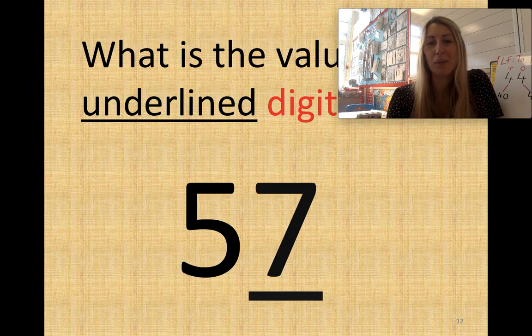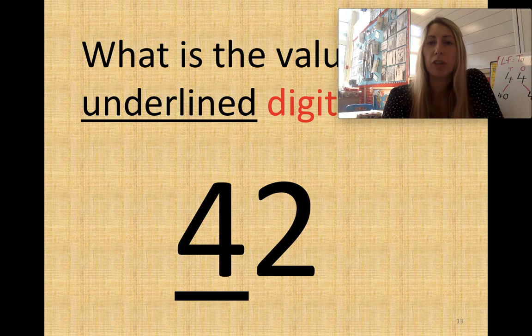Let's try with another one. So we've got a double digit number of 42. So the underlined digit, is it the 4 or the 2? It's the 4. Now is that in the tens column or the ones column? It's in the tens column. So 4 10s, count it out, 10, 20, 30, 40. So that underlined digit has a value of 40.